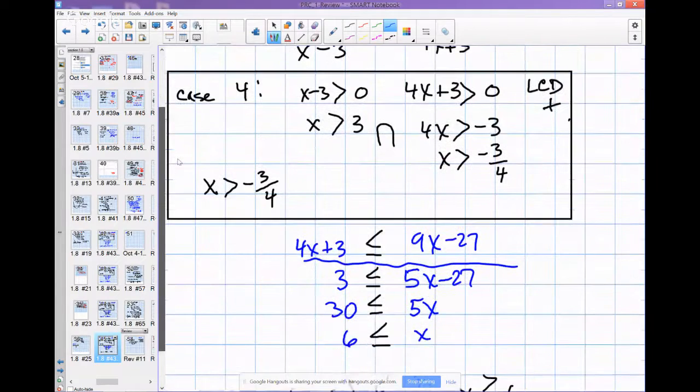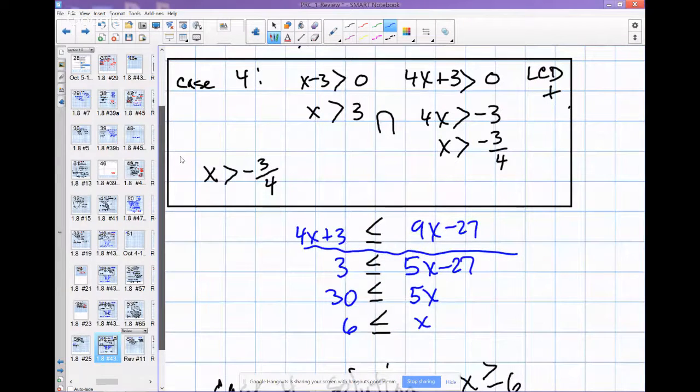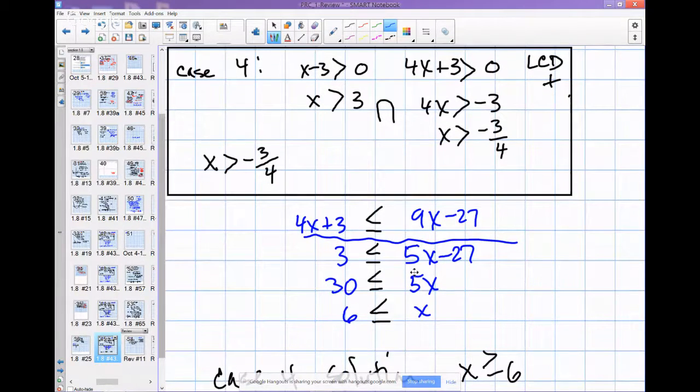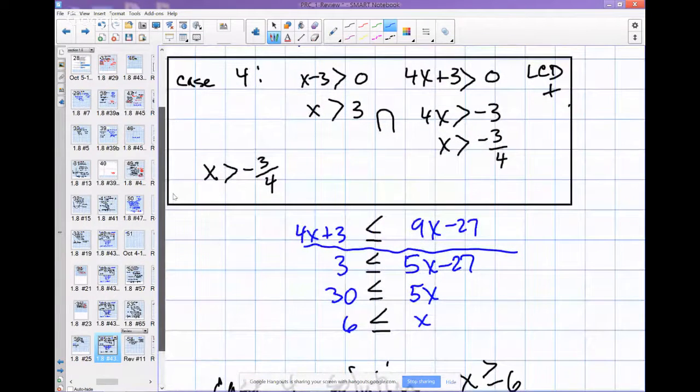So we've got a case issue here, and there's a bunch of cases. I probably don't have time to go through the whole thing. But hopefully you saw how I got to here: 4x plus 3 is less than or equal to 9x minus 27. That's not very hard to solve. You can subtract 4x from both sides, and then add 27 to both sides, and solve for x. The problem is, I think I'm just going to make a new slide, and let's talk about the cases here.